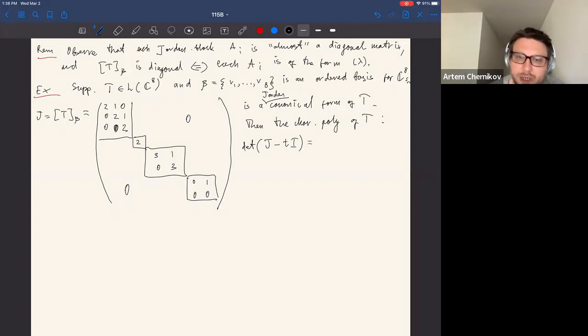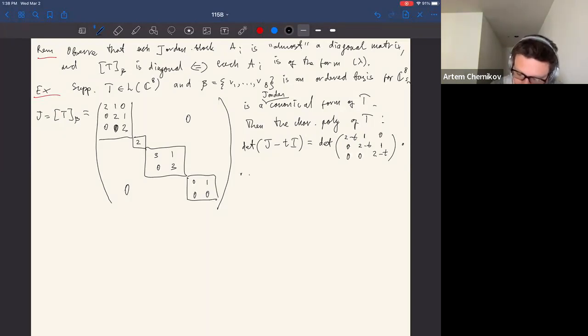Okay, so now we can calculate it. So this is a block matrix. We know that the determinant of a block matrix is just the product of the determinants of the blocks, right? So we can write it as the determinant of the matrix with 2 minus T, 2 minus T, 2 minus T, so the same thing on the diagonal. Now we have 1 above it, 1 above it, and we have zeros everywhere else.